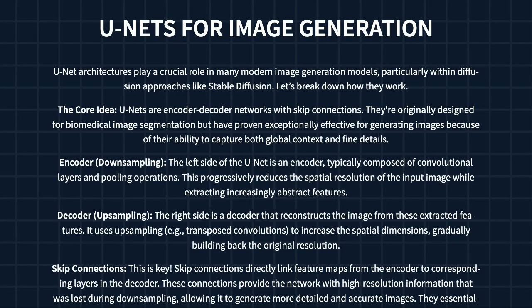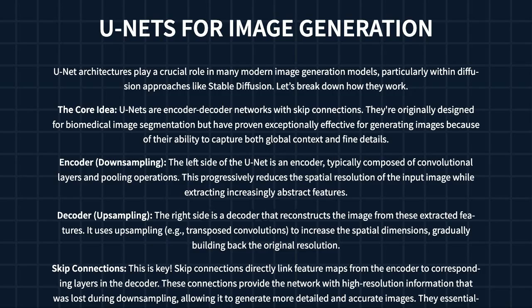Okay, let's talk about UNets. They're really important in how some of these advanced AI image generators like Stable Diffusion actually create pictures. Think of them as a clever combination of an encoder and a decoder. The encoder squashes down the initial image, extracting its key features while reducing its size. Then, the decoder takes those features and painstakingly rebuilds the image back up to full resolution.